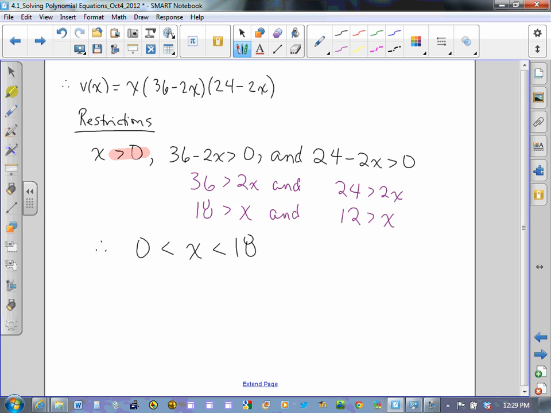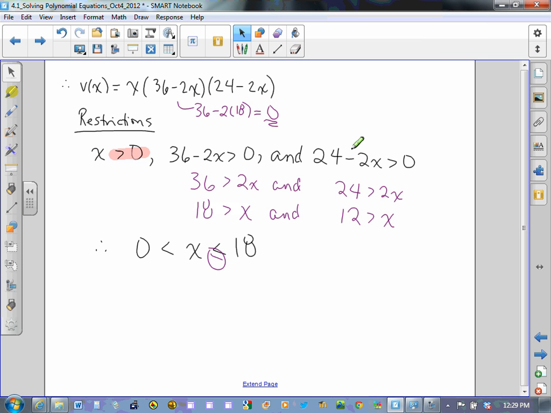Note that we cannot put an equality symbol here because 36 minus 2 times 18 would give you 0. And 0 is not permissible. We can't have a dimension of the box that is 0. So therefore, 0 is less than x is less than 18.